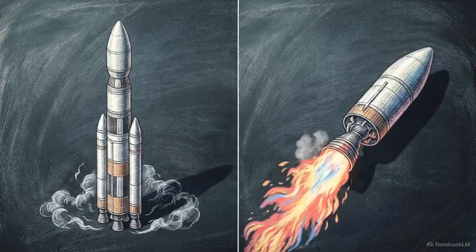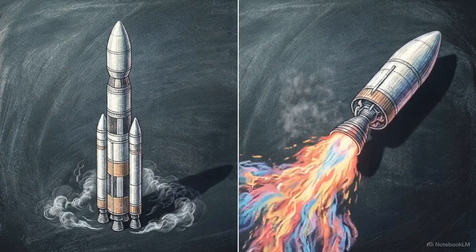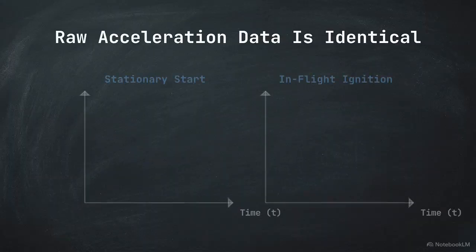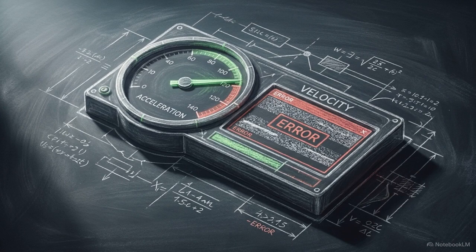Consider a rocket stationary on the launch pad compared to a second-stage rocket igniting while already traveling at Mach 1. The raw acceleration graph recorded from the moment of ignition looks identical in both cases. Without initializing the boundary value to represent the starting condition, the acceleration data alone cannot determine the absolute current velocity of the spacecraft.